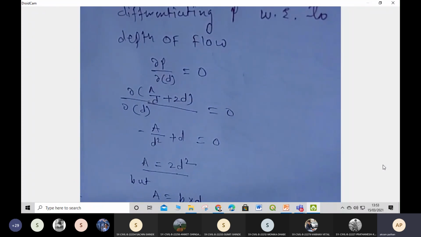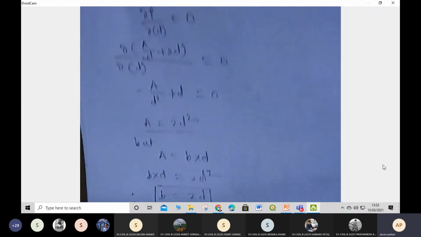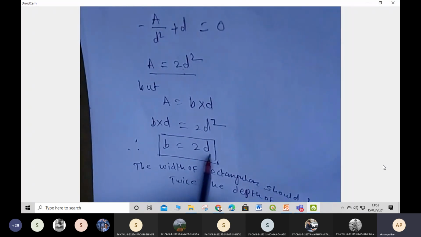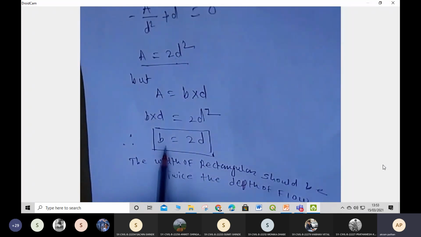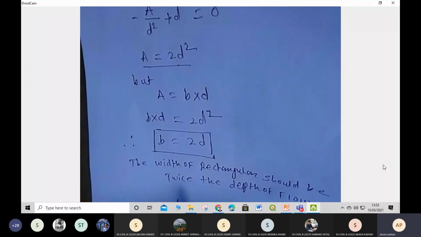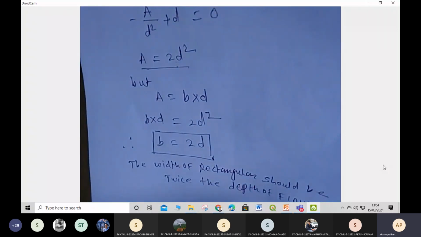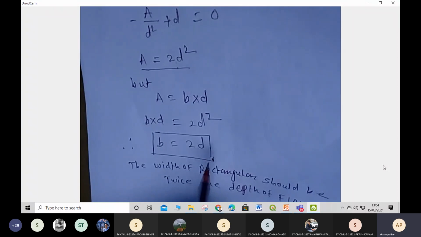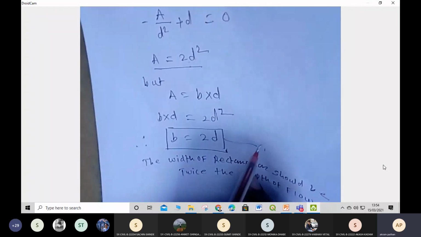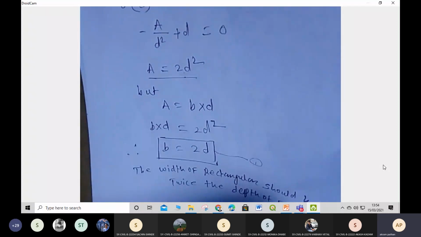From the above expression, I will get B is equal to 2D. So what is the meaning of this? The width of the rectangular channel section should be twice the depth of flow. So this is the first condition I will get after the differentiation.